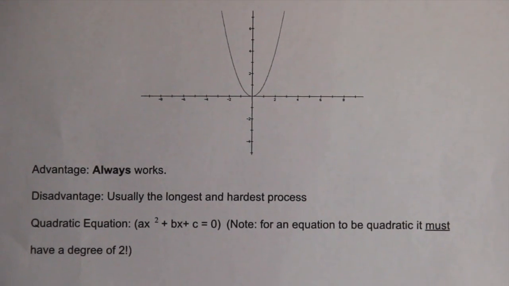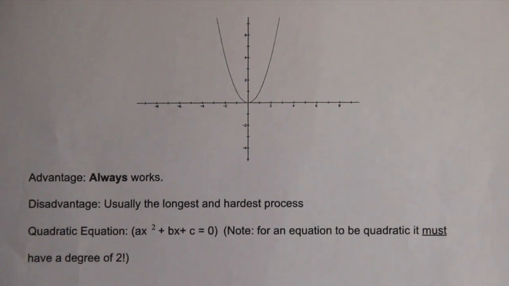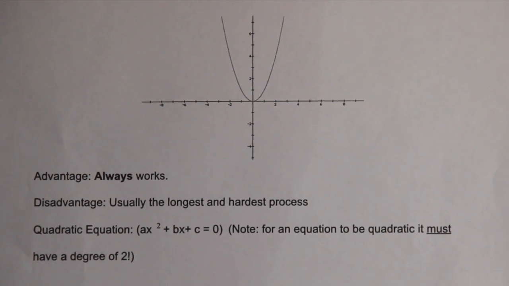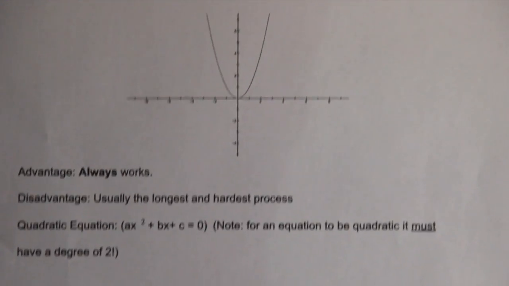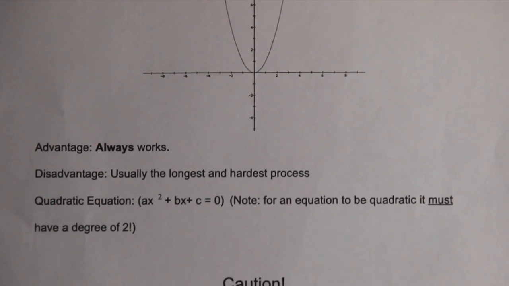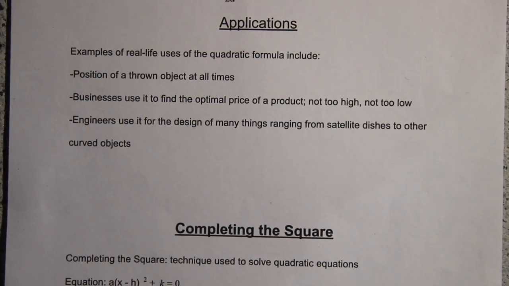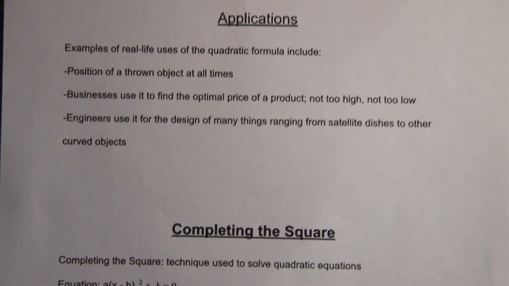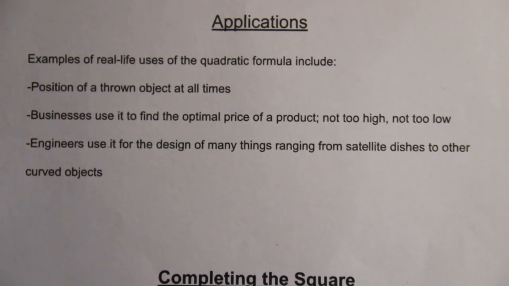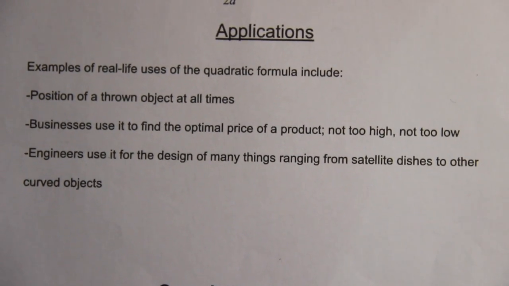Quadratic equation: ax squared plus bx plus c equals 0. Note, for an equation to be quadratic, it must have a degree of 2. Caution. The applications. Examples of real-life uses of the quadratic formula include the position of a thrown object at all times.